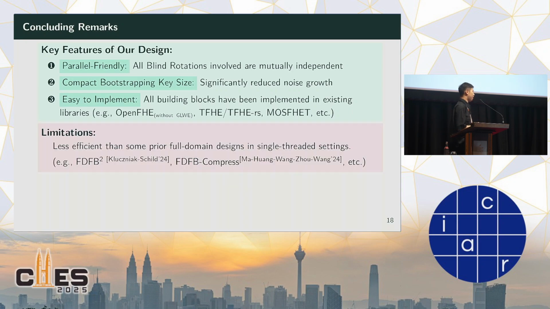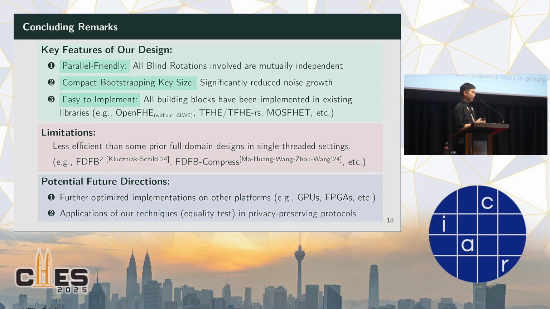On the other hand, our scheme is less efficient than some prior full-domain designs in single-thread settings. This is our limitation. Finally, I would like to mention some potential future directions. Maybe we can explore implementations on other platforms because it is parallel friendly, for example GPUs, as just mentioned in the previous talk. Our techniques, like the homomorphic encryption test, may also find other applications in privacy-preserving protocols. That's all.